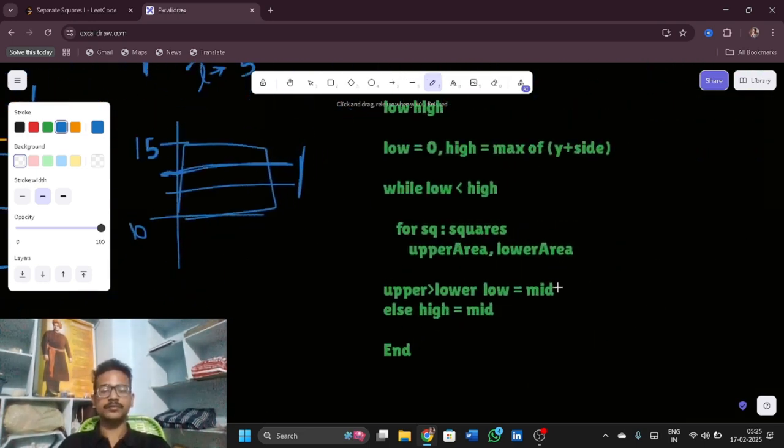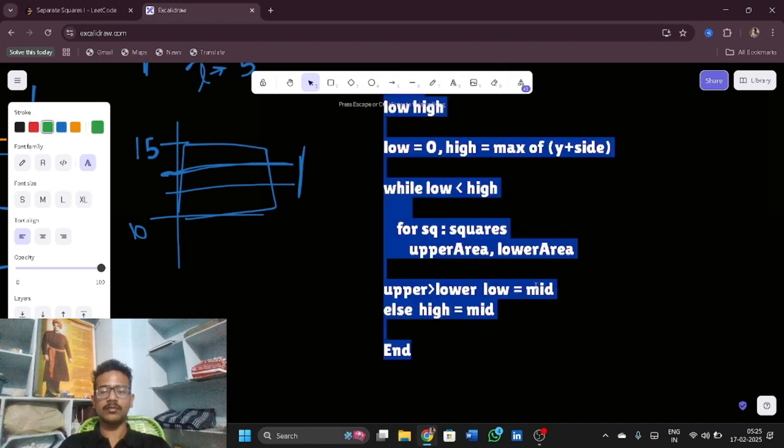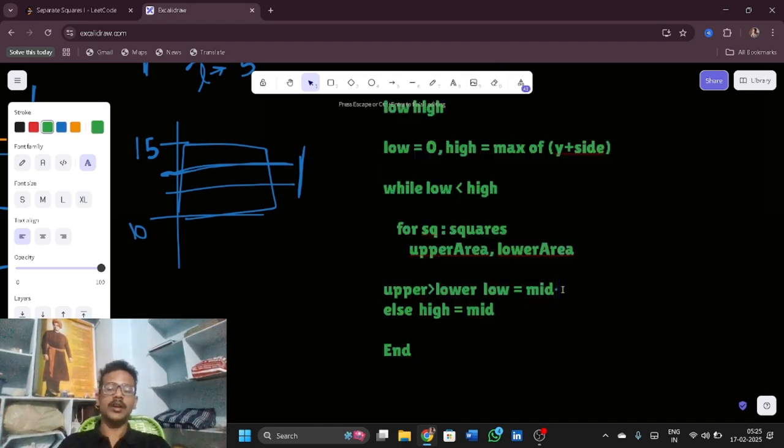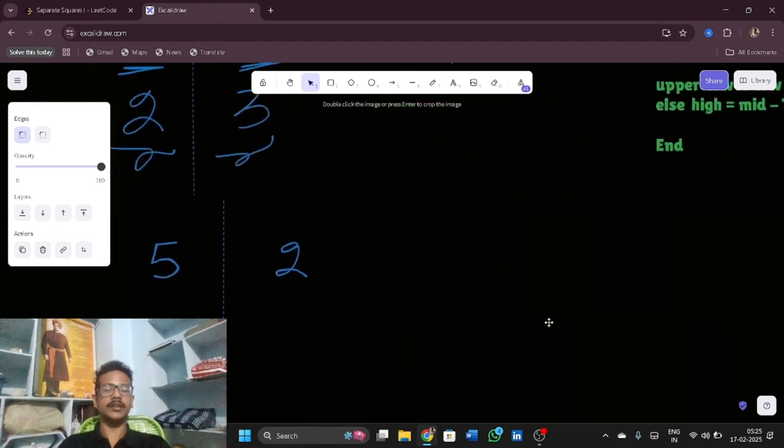Right here, mid plus 1e-5, and mid minus 1e-5, while low is less than high, and we will return the answer at the end.